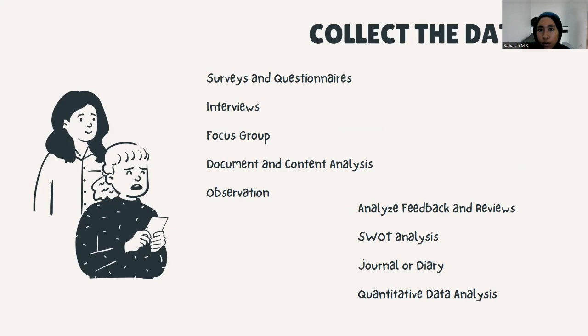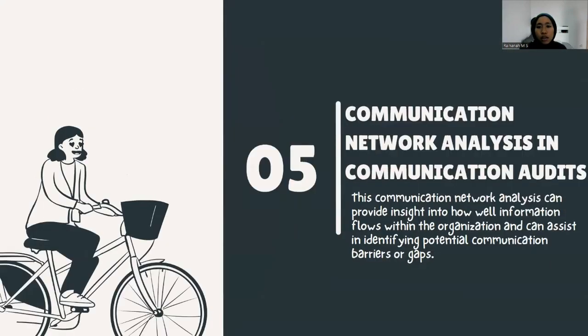There are several ways to collect data. The first one is surveys and questionnaires, then interviews, focus groups, document and process analysis, observation, analyzing feedback and reviews, SWOT analysis, journals and diaries, and quantitative data analysis. And the next one is communication network analysis and communication audit. This communication network analysis can give insight into how well information flows within the organization and can assist in identifying potential communication barriers or gaps.